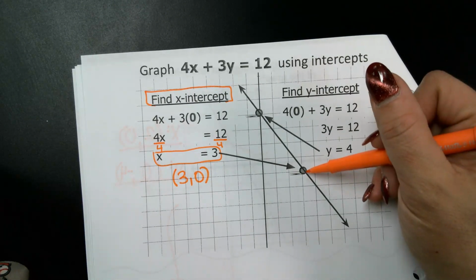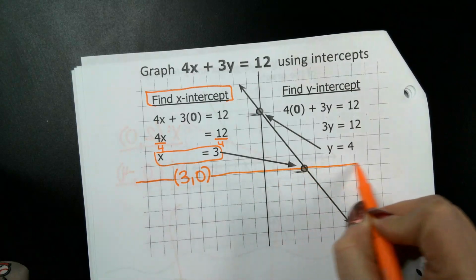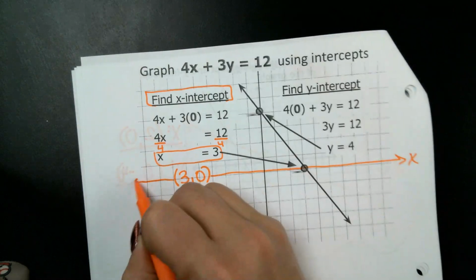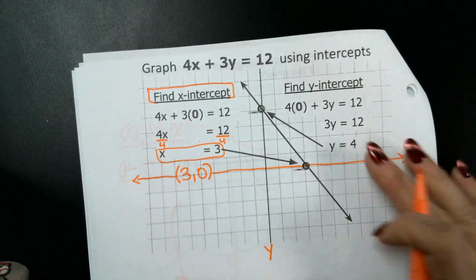And supposedly they plotted this here, which means this line right here must be our x-axis. And then the dark one that's going up and down, that's the y-axis.